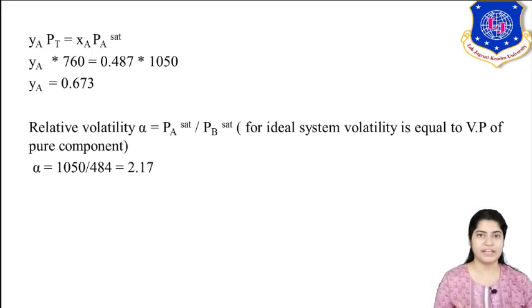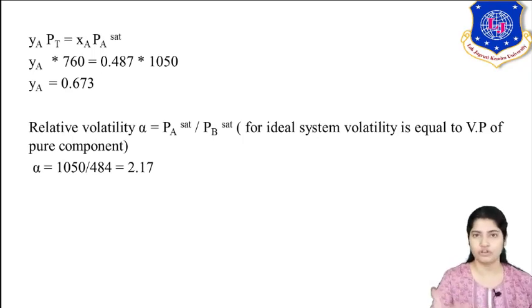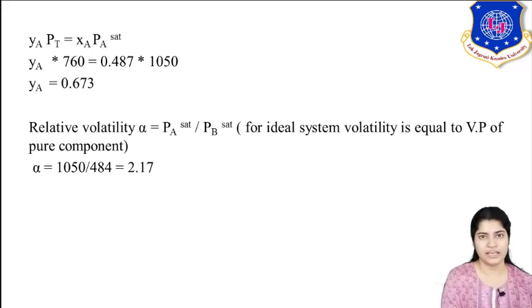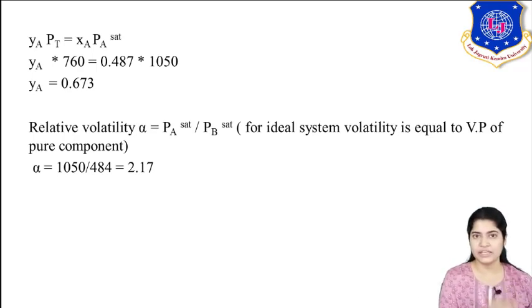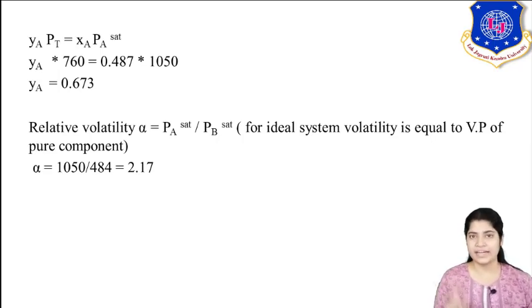Now I have to find YA. So instead of PA I can substitute YA PT equal to XA PA sat. This is the formula of Raoult's law, but instead of partial pressure I am substituting it in terms of YA, the vapor phase mole fraction. So YA PT is equal to XA PA sat. Hence I can get YA as 0.673. Now you have to find the relative volatility. As it is an ideal system, I can use my formula of relative volatility as PA sat upon PB sat.